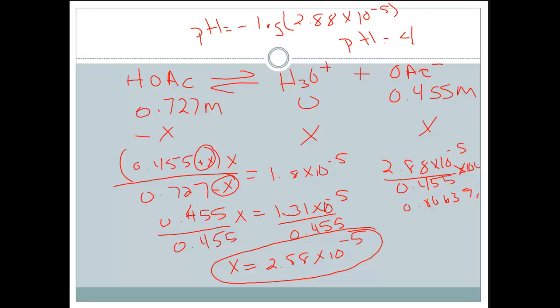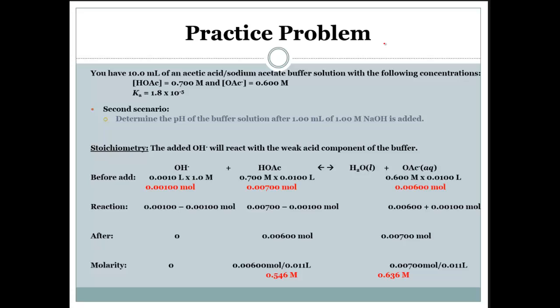pH is 4.54. All right, so let's do the second part.